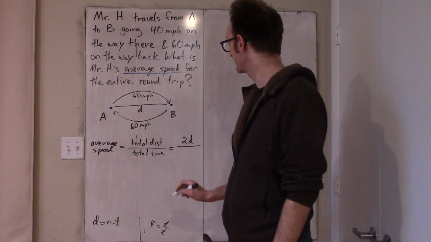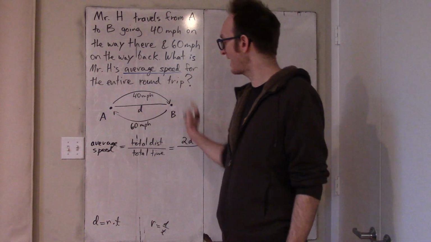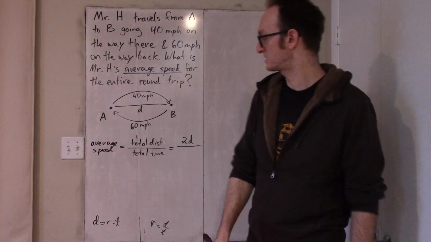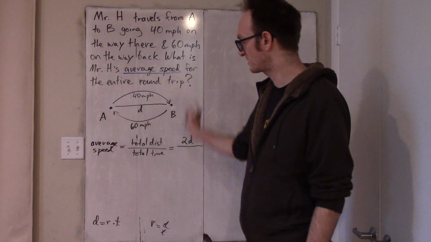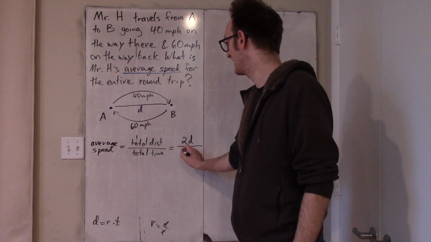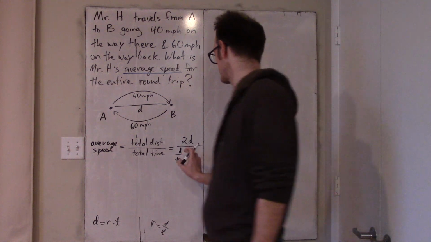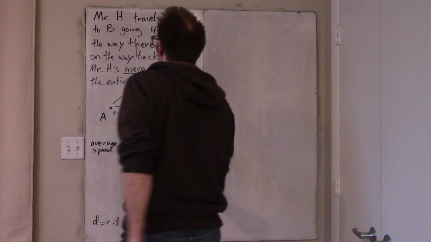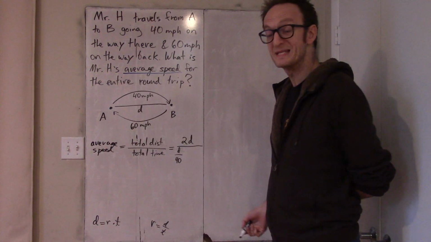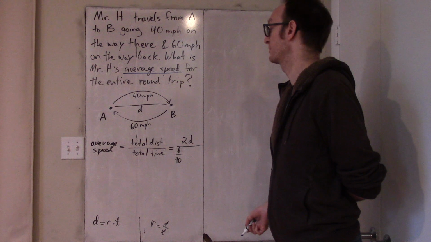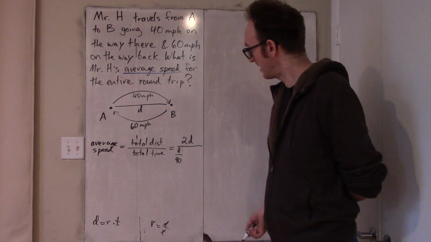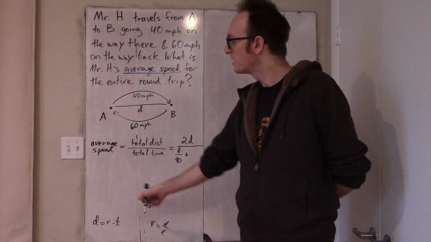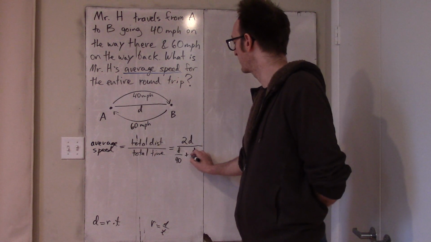What's the total time? Well, what is the time spent going there? Well, if distance equals rate times time, then you can just as well write time as distance over rate. And so the time it takes to get there is going to be d over 40, because I have d miles to travel, it's going to take me d over 40 hours to do that. Okay, and then finishing this off, how much time does it take to get back? Time is just distance over rate, so again, it's d over 60.